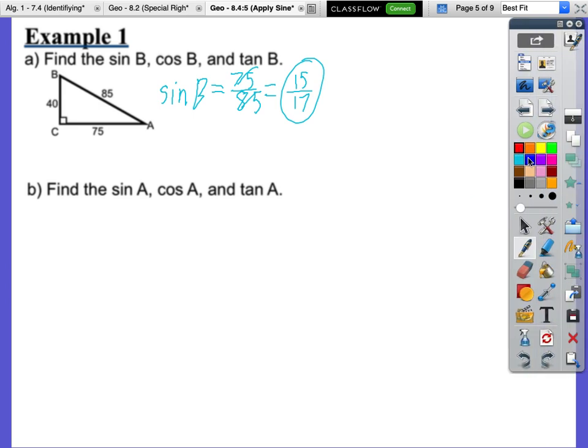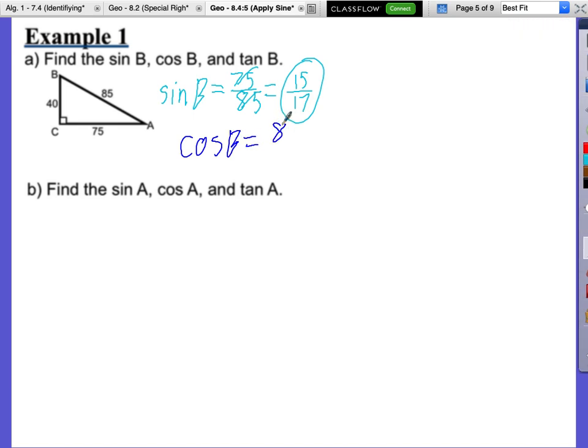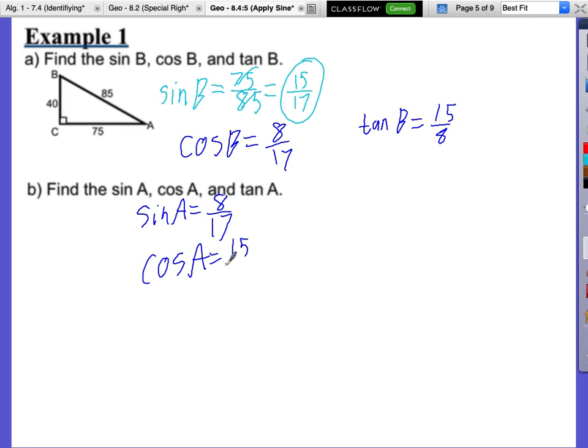So, did everyone have theirs checked? Oh, dang. Okay. So, what was the cosine of angle B? 8 over 17. What was the tangent of angle B? 15 over 8. What was the sine of angle A? 8 over 17. What was the cosine of angle A? 15 over 17. What was the tangent of angle A? 8 over 15.